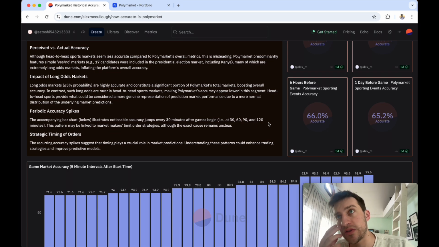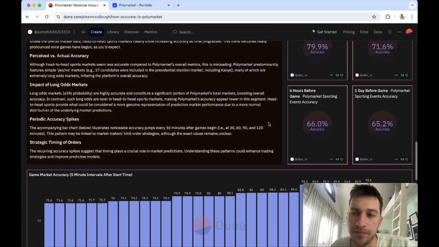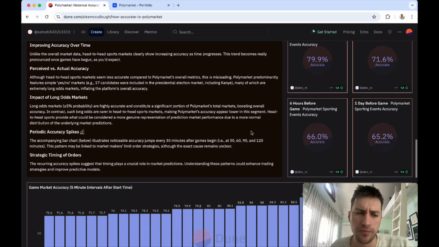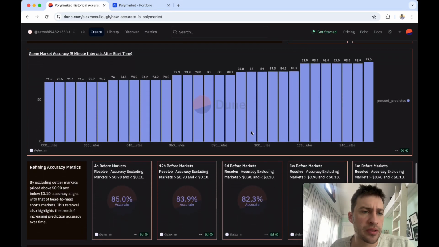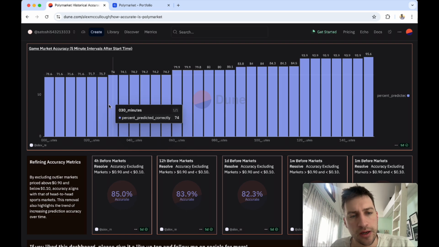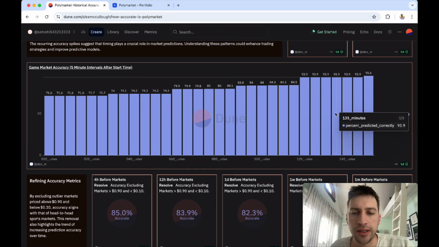Because a lot of sport markets are just going to be one team that's like 95%, another team that's like 5%. And you can see 1 day before a game starts, the accuracy gets really, really low. So let's go look at some game market accuracy stuff. 5 minute intervals after start time, as you can see here, percent predicted correctly.